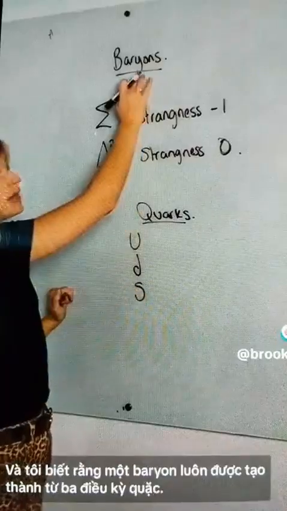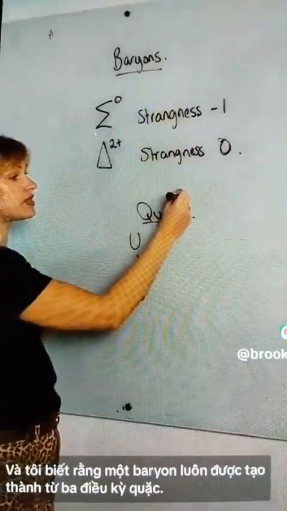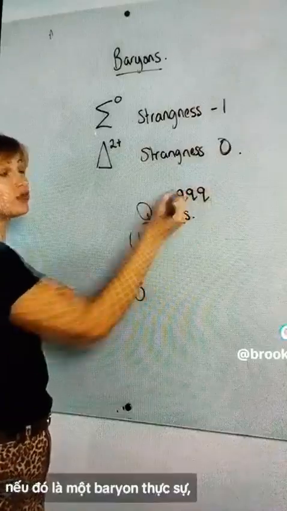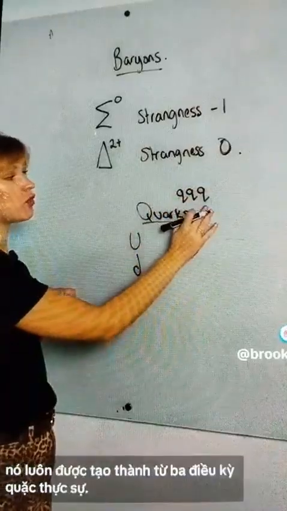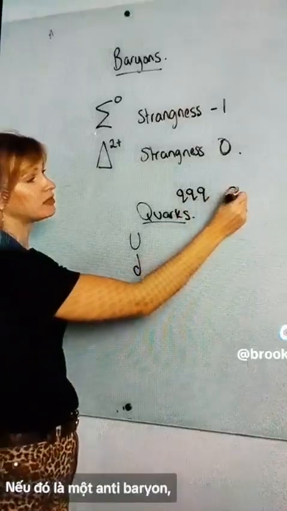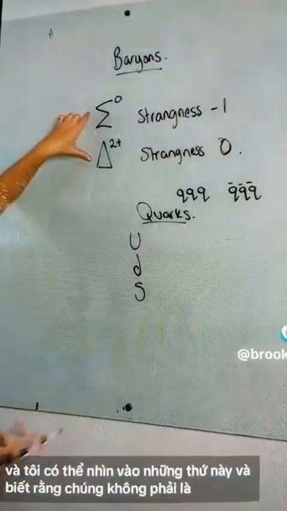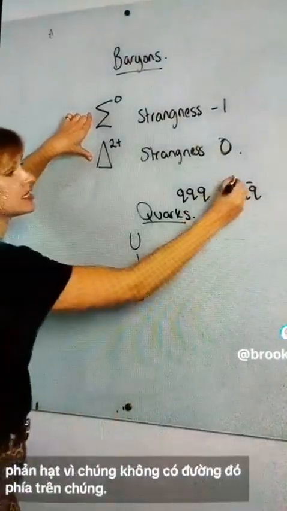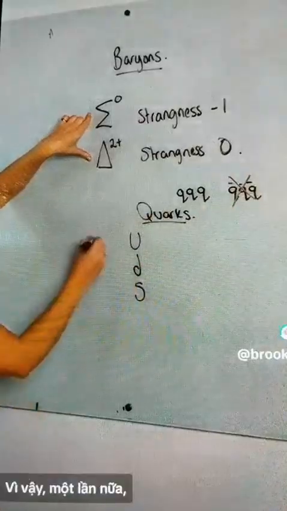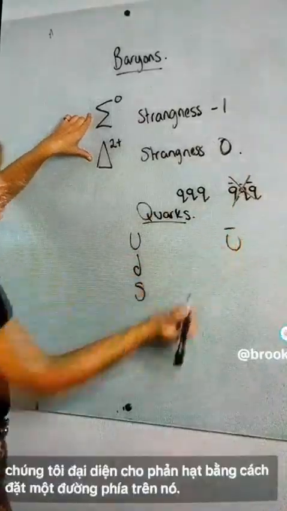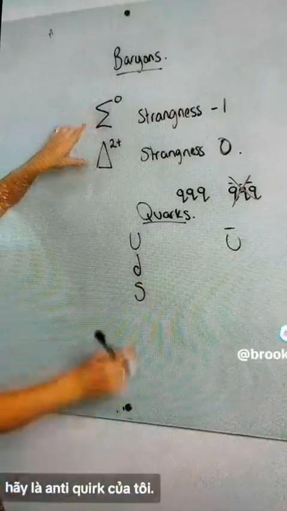And I know that a baryon always is made of 3 quarks. So if it's a real baryon, it's always made of 3 real quarks. If it's an anti-baryon, it's always going to be made of 3 anti-quarks, okay? And I can look at these and know that they're not antiparticles because they don't have that line above them. So again, we represent antiparticles by putting a line above it. So that'd be my anti-quark, okay?